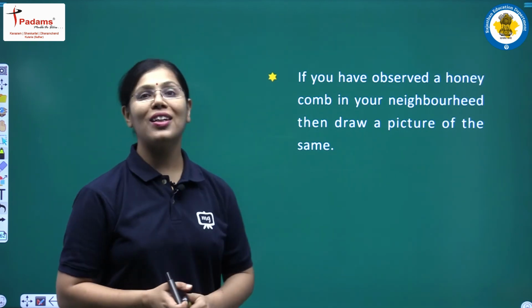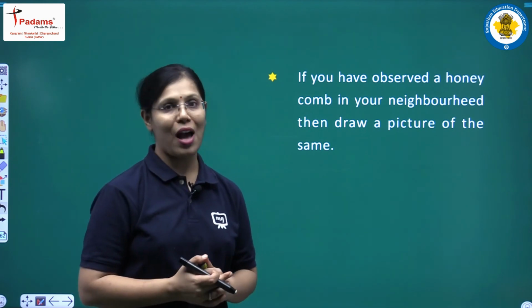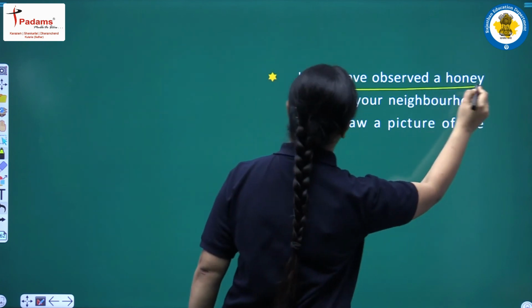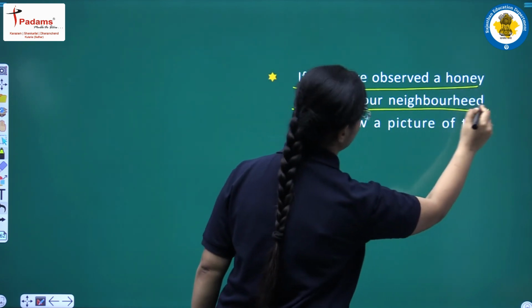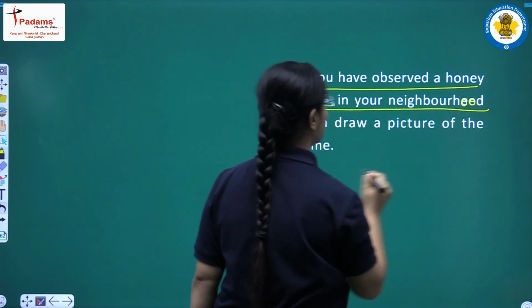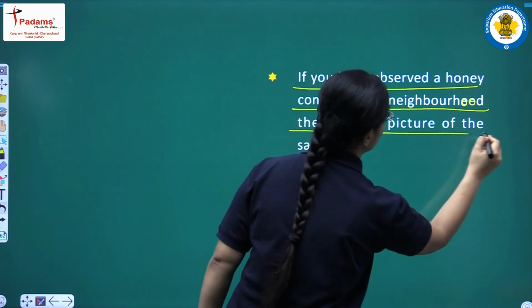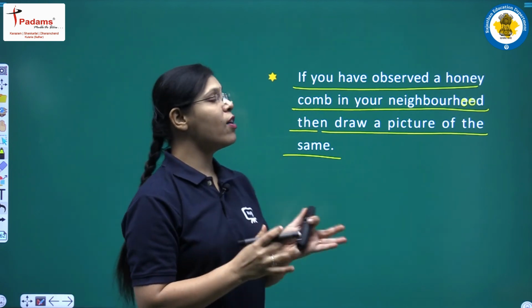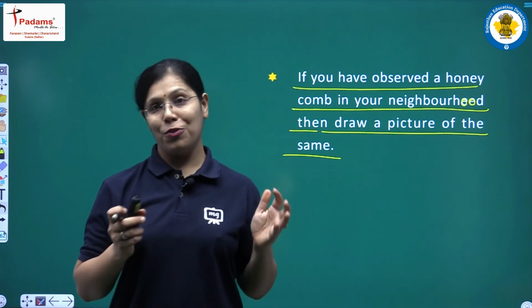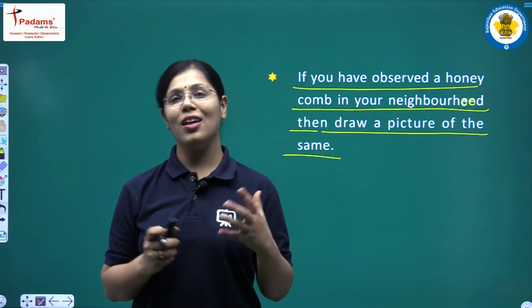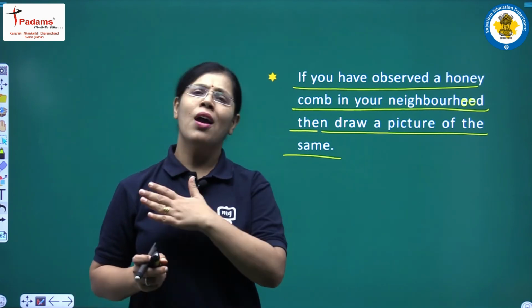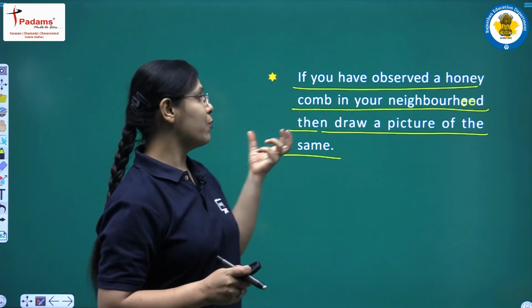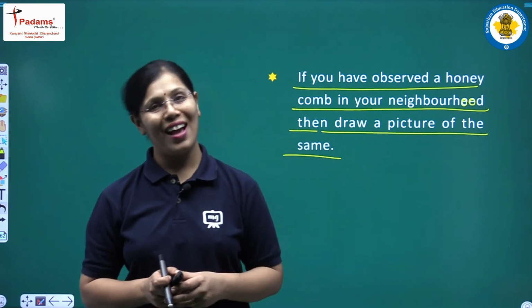Now you have to do a task. There is a task for you which you have to complete. If you have observed a honeycomb in your neighborhood, then draw a picture of the same. So, dear students, if you have observed a honeycomb anywhere in your school, near your home, or in any of the surroundings near you, you have to draw a picture of the honeycomb.